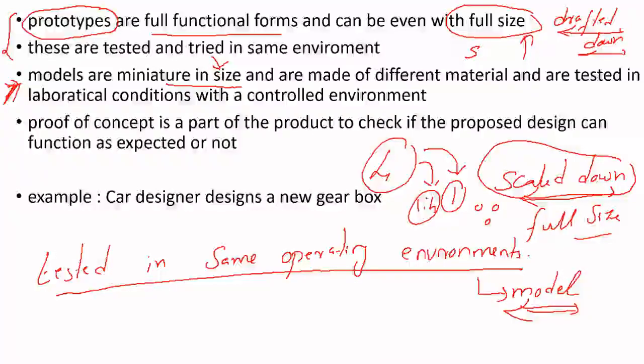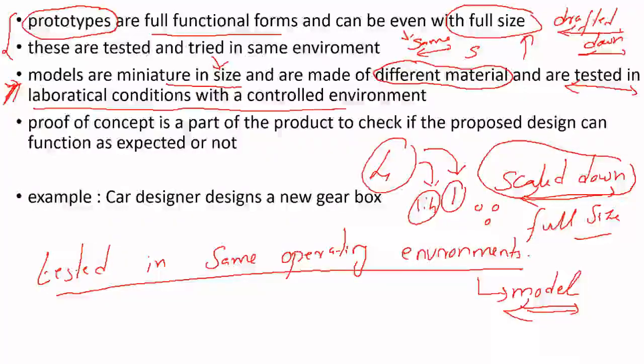to represent the particular product. These are generally, this is a big difference, made of different material. Okay, in the previous case, the prototype, they will be using the same material. Here they can use a different material and it will be tested in laboratory conditions with a controlled environment. Second difference. Okay. Third one is the proof of concept.